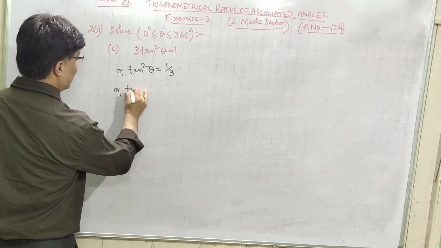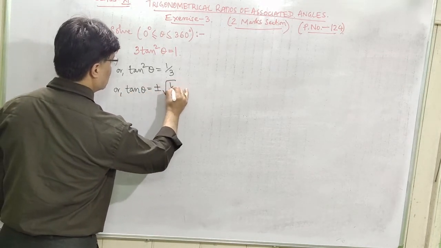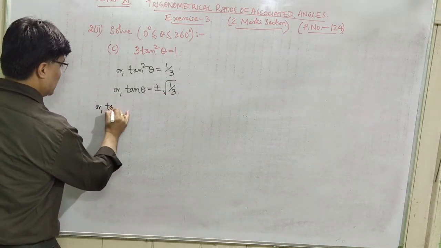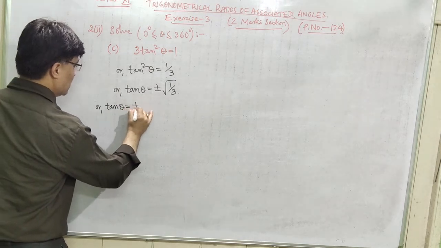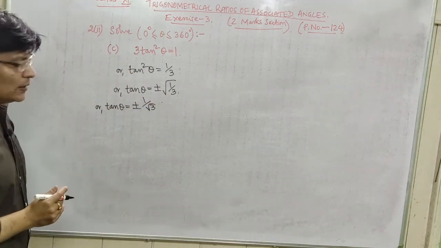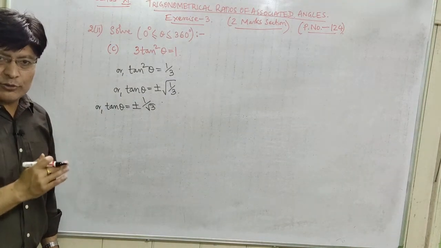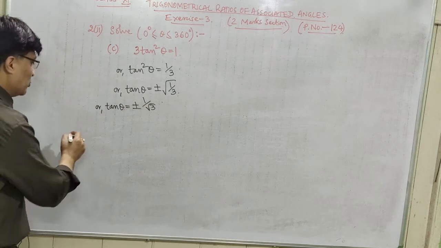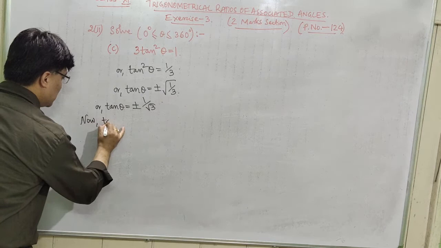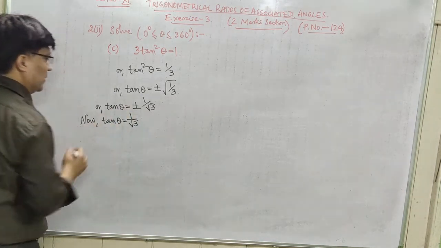Or what is the value for tan theta only? So it is tan theta is equal to, this is plus minus root over 1 by 3. Or you can write tan theta is equal to plus minus 1 upon root 3. Okay. Now you have to take both the signs in this case, plus 1 by root 3 and minus 1 by root 3. So let us take now tan theta is equal to plus 1 upon root 3.